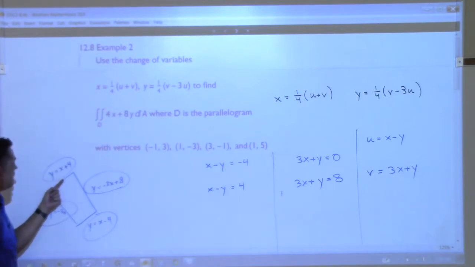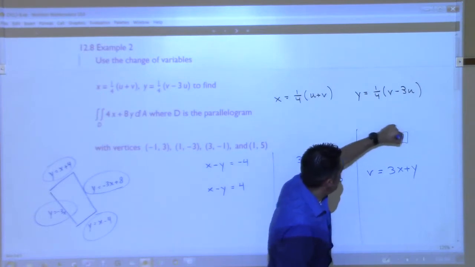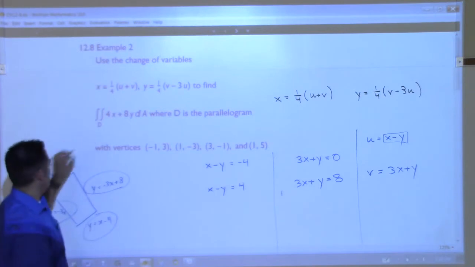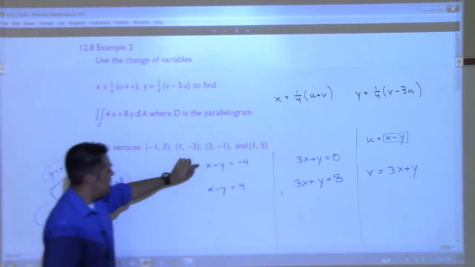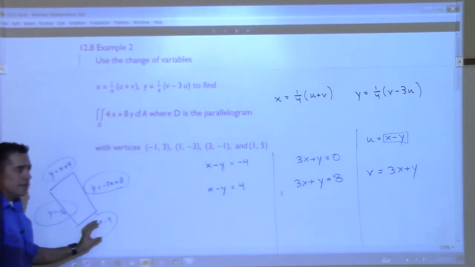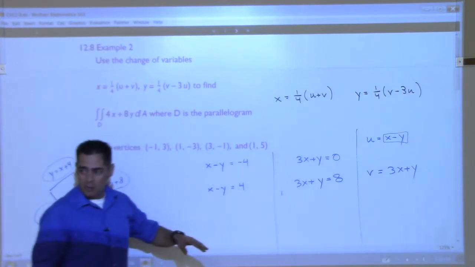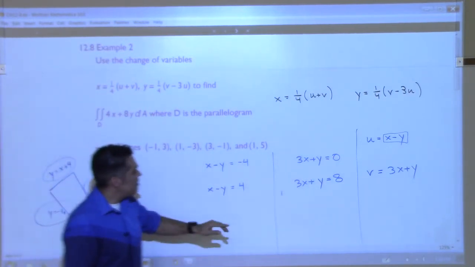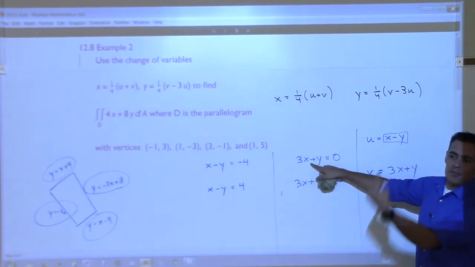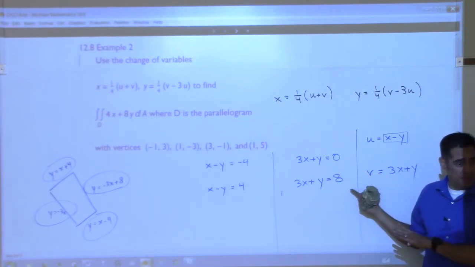So if I transform this over, if I say to everyone, hey everyone, I'm going to let u be x minus y, then after the transformation, this equation right here, which is really this, would mean u equals negative 4. And this equation right here, which really is this, in the transformation would become u is 4. Do y'all see that? And then if I let v be 3x plus y, then in the transformation it's going to become 0, and then it'll become 8. Do y'all see that? Okay?